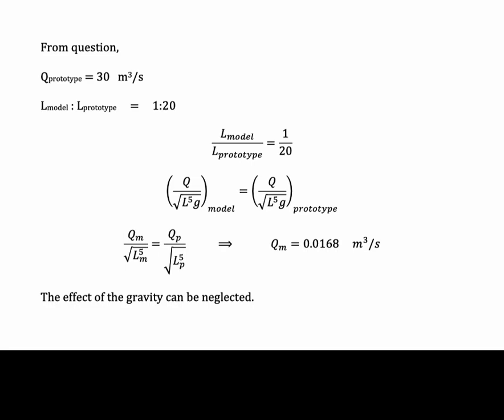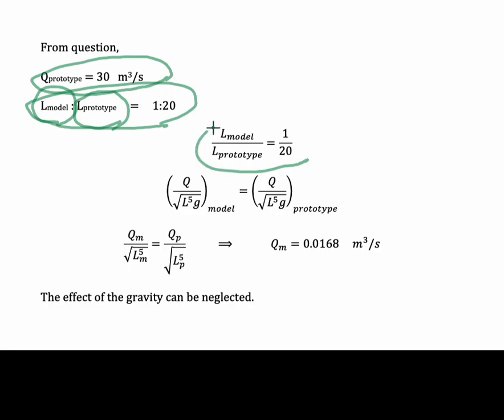From the question, we know that the prototype flow rate is 30 meter cube per second, and the ratio between model and prototype is 1 over 20. Normally when a question says the size or ratio is 1 over 20, it refers to the geometrical size, which means 1 unit in the model is equal to 20 units in the prototype. So this is the meaning of the ratio of 1 over 20. In mathematics, we write L model over L prototype is equal to 1 over 20.